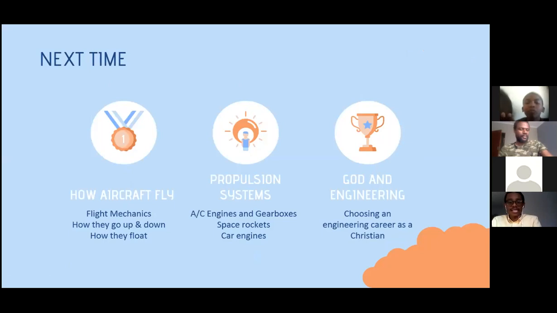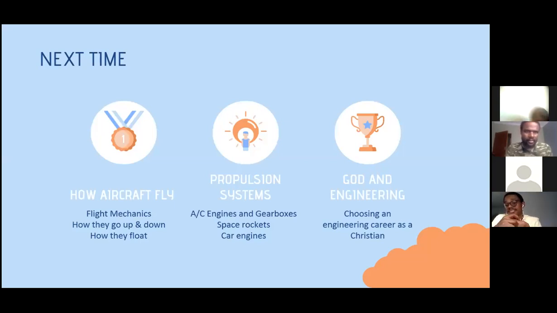I put this slide in here so that in the future, some other time, we can look at how aircraft fly. We'll be specific on the aircraft itself: how does it fly, how does it go up, how does it go down, flight mechanics and so on. The other one is propulsion systems: how does it go forward and back, how do rockets work, and the aircraft engines and gearboxes, the types.